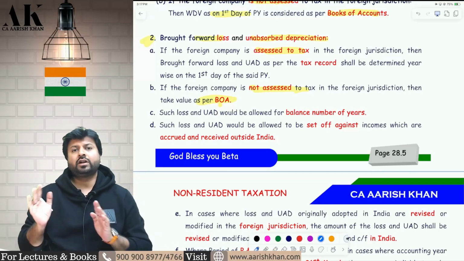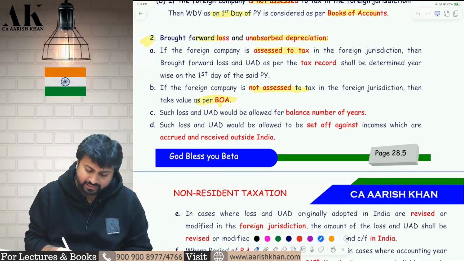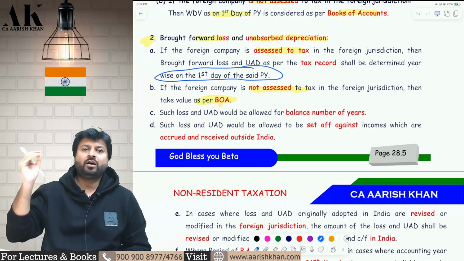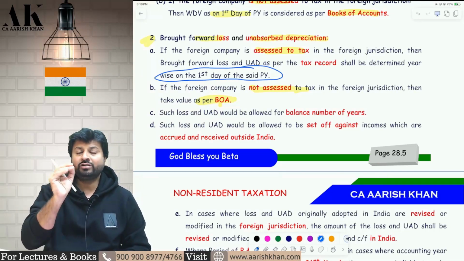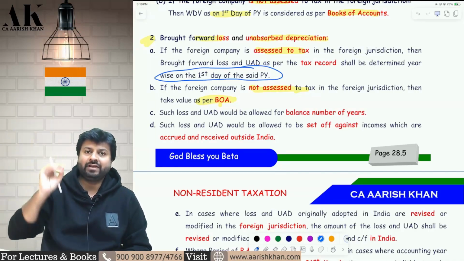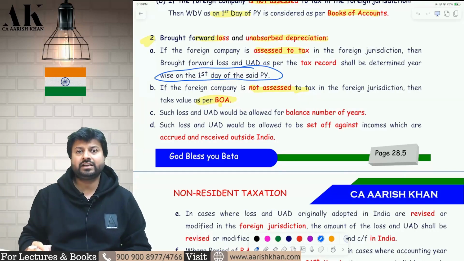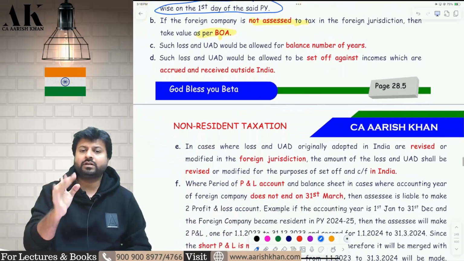Now, for how many years will they be allowed to carry forward? They will be allowed to carry forward for the balance number of years, not for another 8 years. If there is a business loss of 2021-22, then 8 years will count from 21-22, not from 24-25. If a business loss is there of 2010-11, then the business loss of 10-11 will not be allowed to carry forward because the period of 8 years has gone. Moral of the story is very simple. Losses will be allowed to carry forward for the balance number of years.